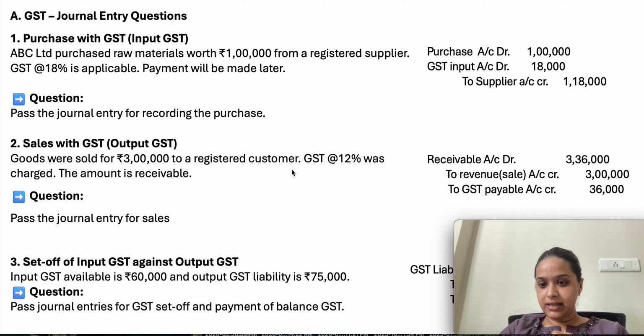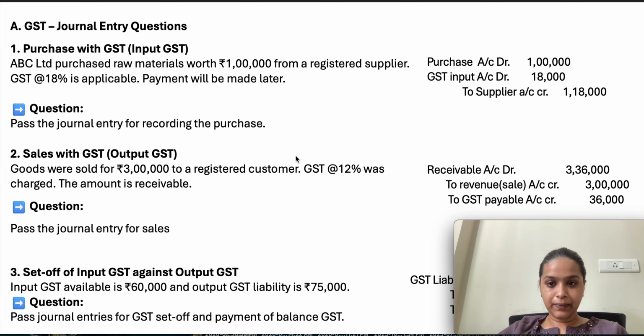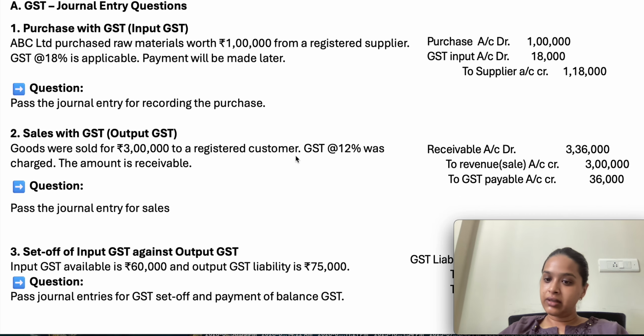So that is a GST payable, because you have collected on behalf of the government only from the customer. So what is the total amount that the customer has to give you? 3,36,000. Okay. And out of 3,36,000, 3 lakh is your revenue, your income, but 36,000 is government income, so that you have to pay. So it comes as a GST payable, because it is your liability.